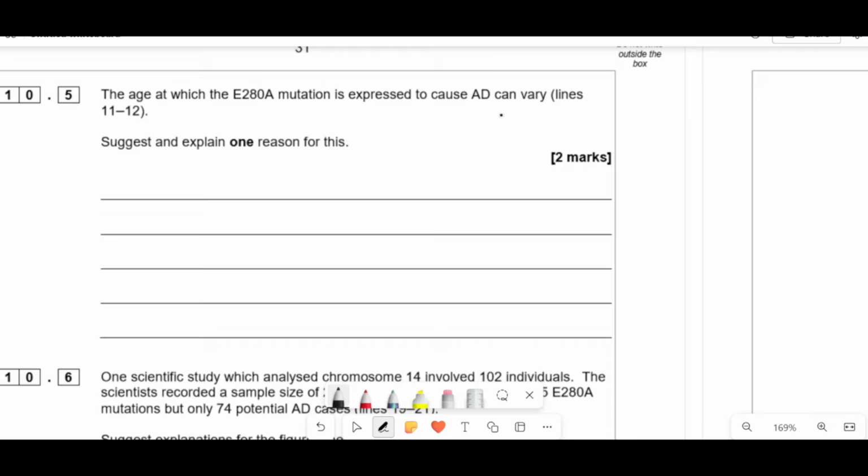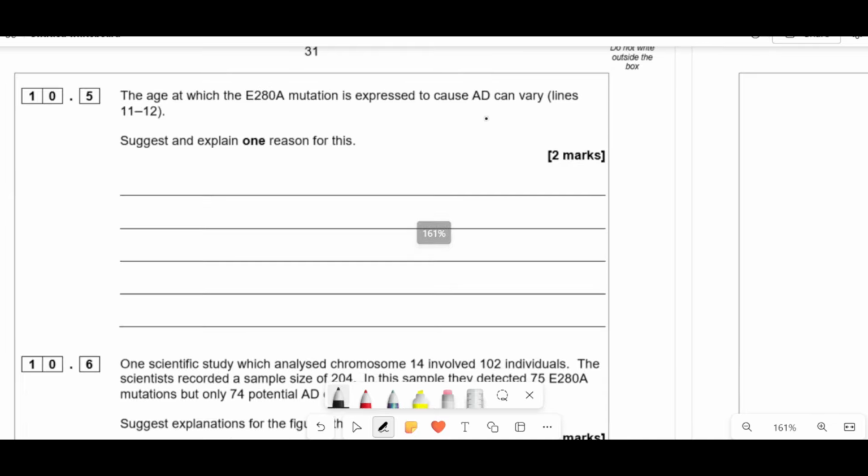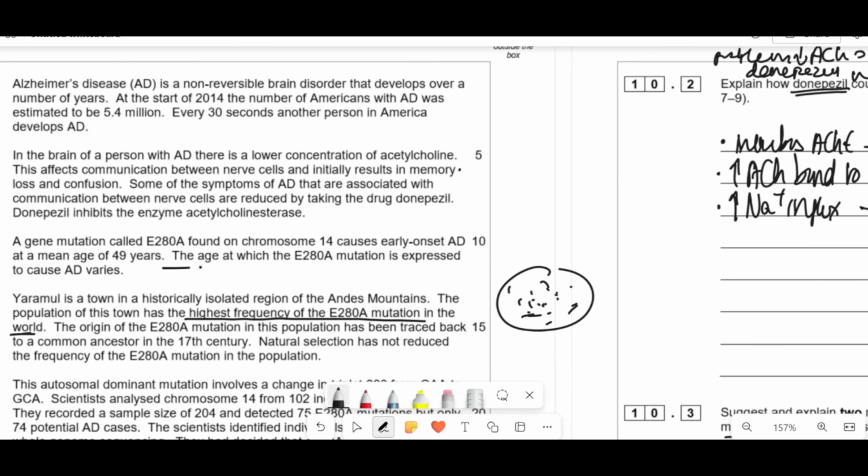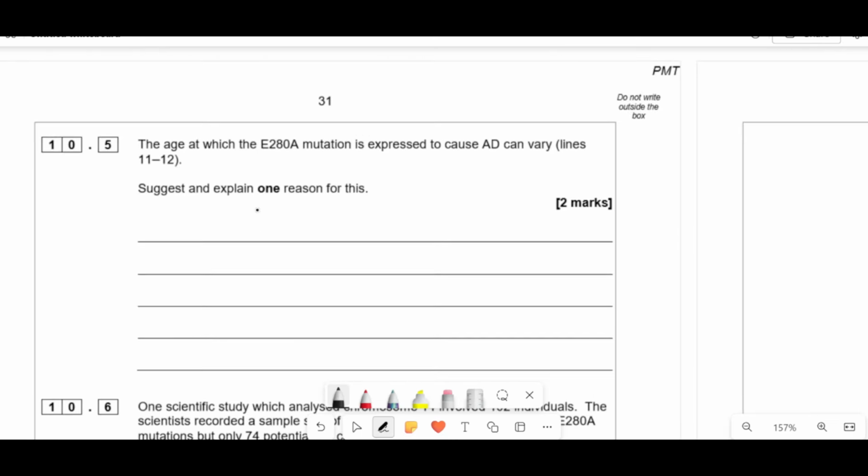The age at which this mutation causes disease can vary, so that's one explanation for this. If we look back at lines 11 to 12, it says the age at which this can vary. The general rule of thumb is that if you have a gene, or an allele really of a gene, it should be expressed or not. Here, if it's expressed and it's giving you an age of 49, it means it's going to happen. But for some reason, there's something getting in the way where it could be a bit later, a bit more, or a bit less.